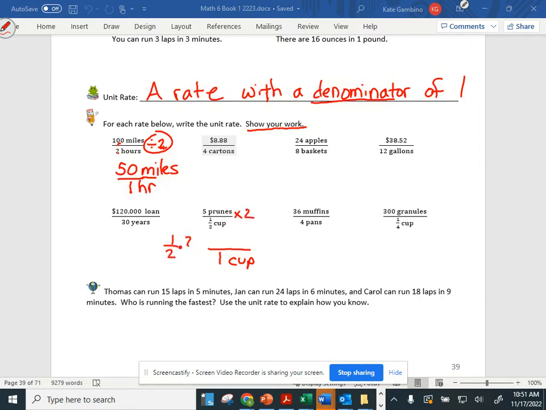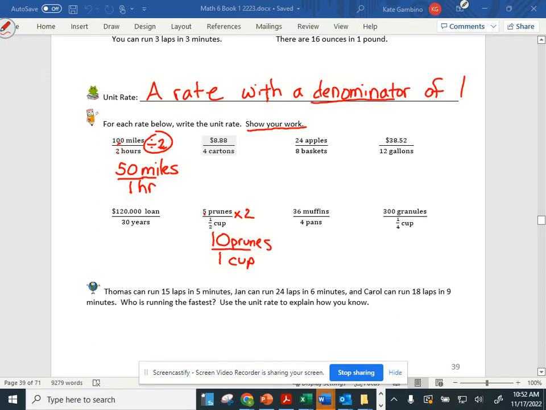1/2 times 2. We know that whole number of 2 has a 1 on the bottom. So that's 1 times 2 is 2. 2 times 1 is 2. What's 2 over 2? 1. So you are absolutely correct, Taya. I want to multiply it by 2. That's how we get that 1 whole for the bottom. So whatever you do to the bottom, you have to do to the top. So how many prunes would be in 1 cup? 10. Because 5 times 2 is 10.